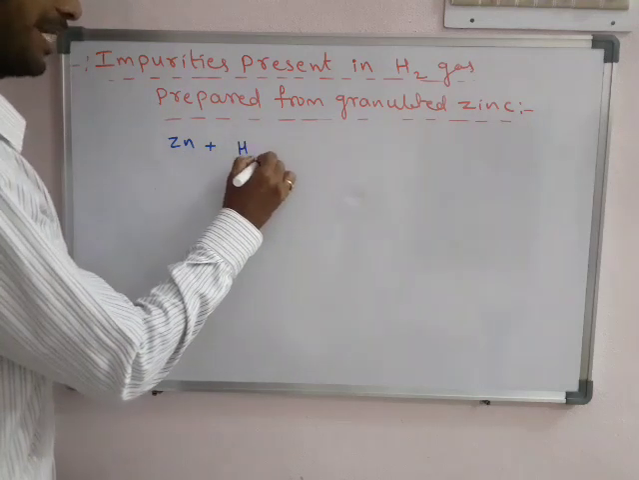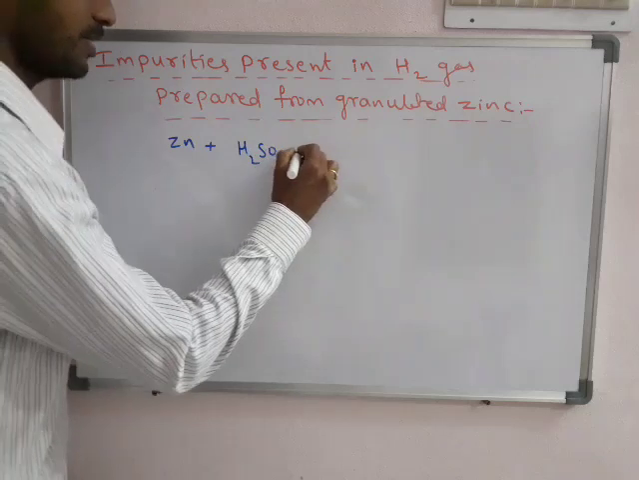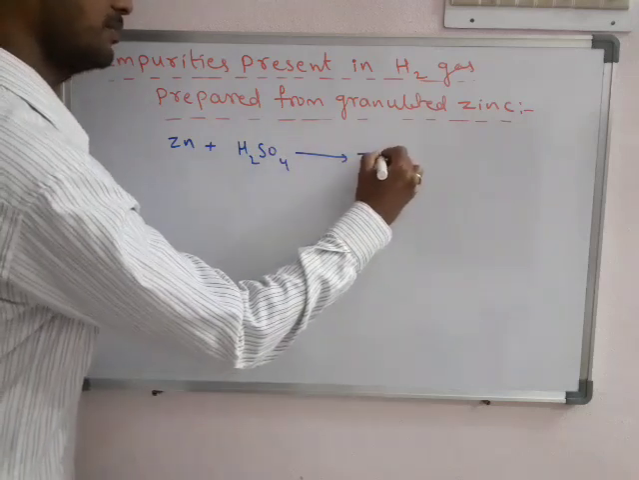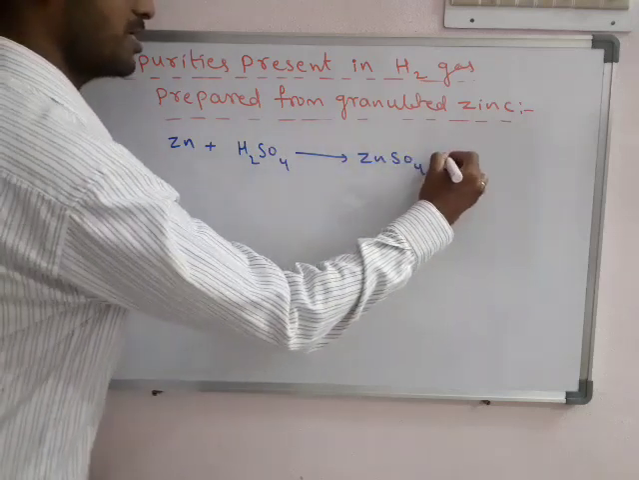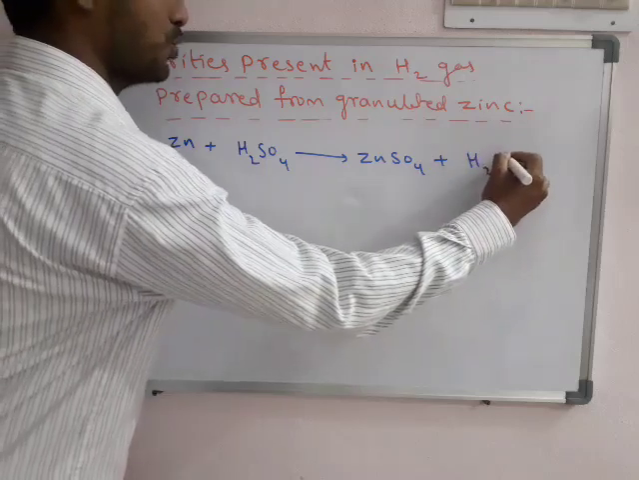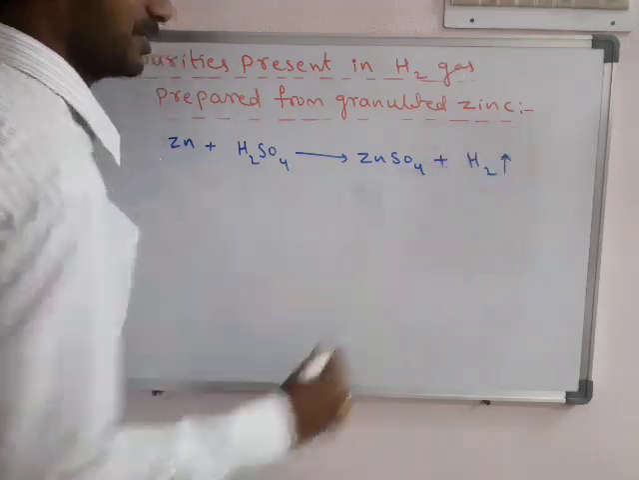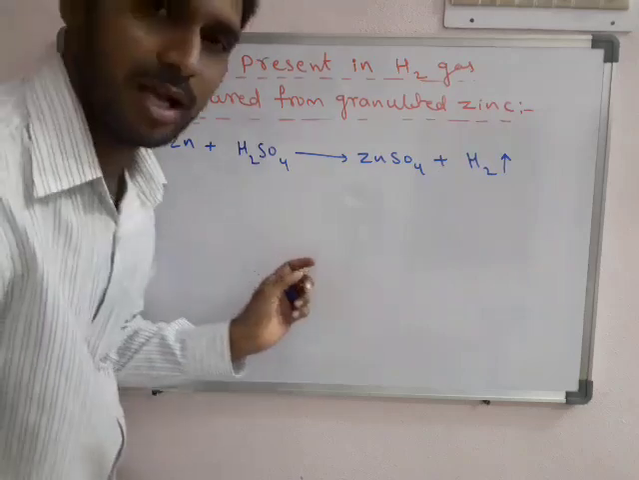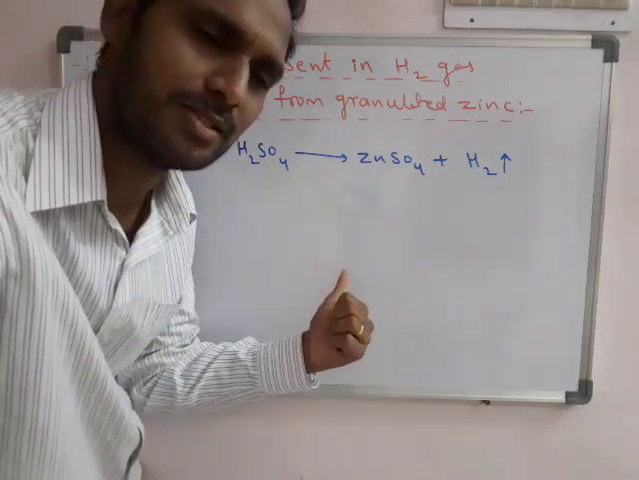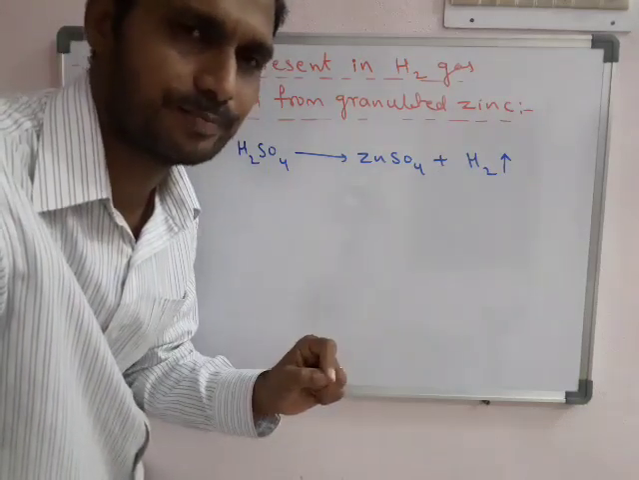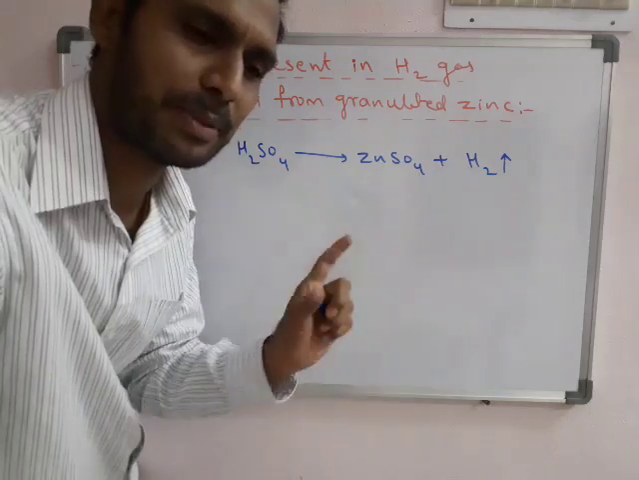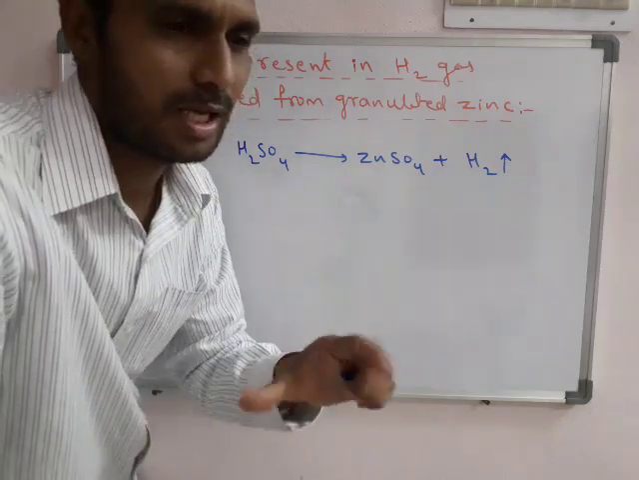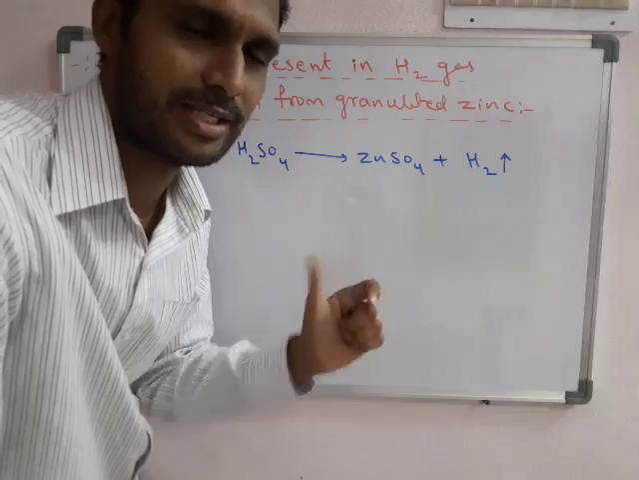You treat it with dilute H2SO4 in this method, and a soluble salt, zinc sulfate, is formed and H2 gas is released. Okay, so this was the method. This reaction happened in the preparation of H2 gas from the granulated zinc.